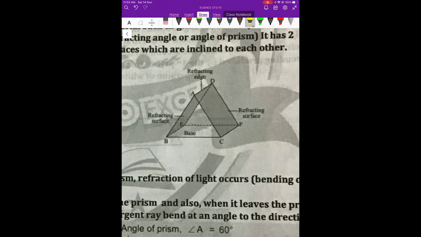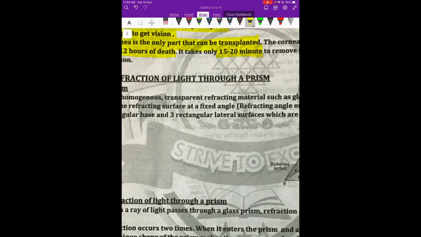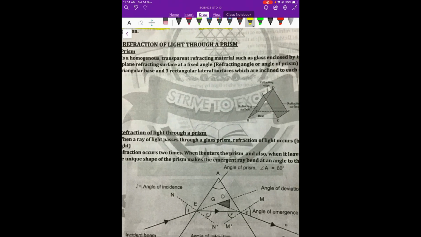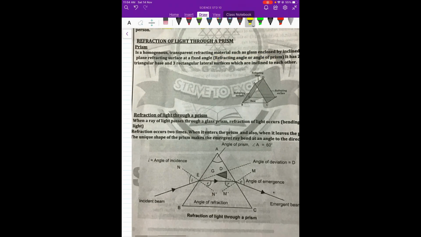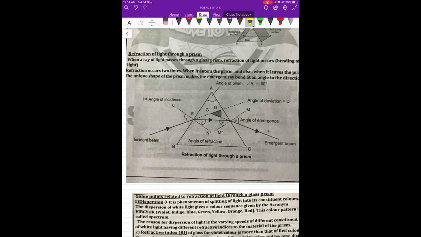So it has 3 rectangular surfaces and 2 triangular surfaces, which are inclined towards each other at a fixed angle, and that fixed angle is called the refracting angle, or the angle of the prism. Since it is made of glass, it is a very nice way to study refraction, or the bending of light. So what is the meaning of refraction?